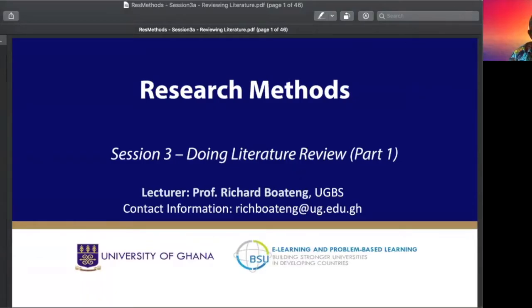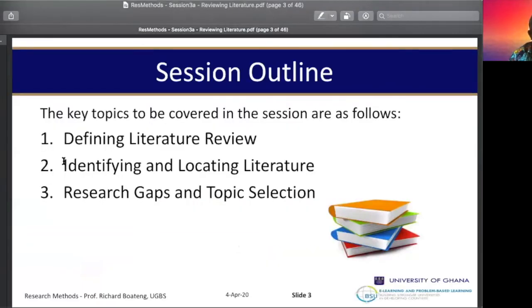So as I mentioned earlier, last time we met, we discussed defining literature review, identifying and locating literature. Today, what we'll try to do is to go forward and look at research gaps and topic selection.